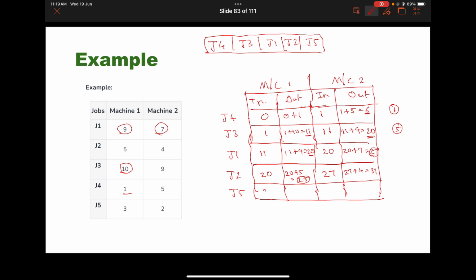So J5, the job will start at 25 minutes. So it is 25 plus 3, that is 28. Machine 2 will be free only after 31 minutes. So 31 plus, for J5 it is 2. 31 plus 2, that is 33. So the job will be completed after 33 minutes.